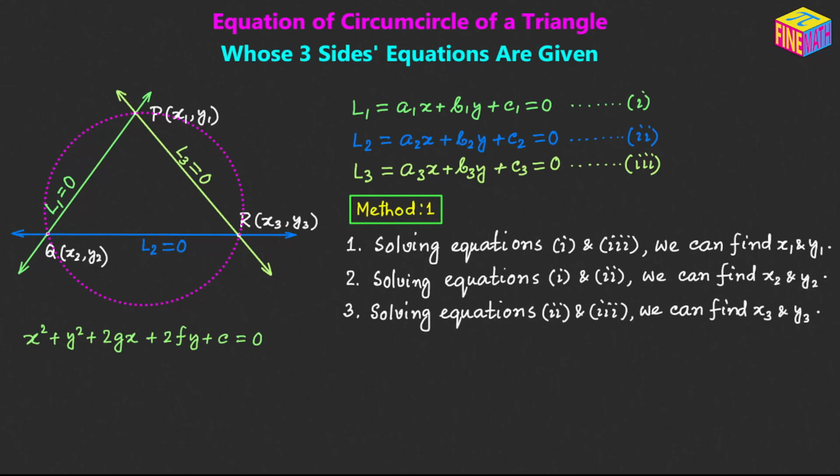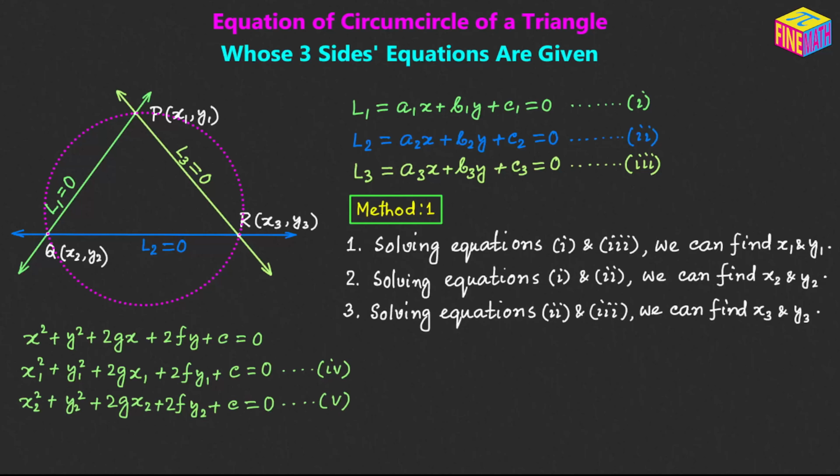So using the coordinates of each of the points, we can come up with an equation. So let's try to use the coordinates of point P and let's try to come up with the new equation. The new equation is going to look like this. I have named it as equation number 4, and here you see everything is pretty much known except G, F and C. So this is a linear equation in G, F and C. Similarly, let's use the coordinates of the point Q and come up with another equation. This equation number 5 is again another linear equation, and the only unknowns are G, F and C.